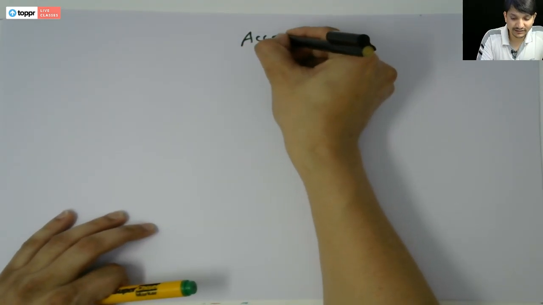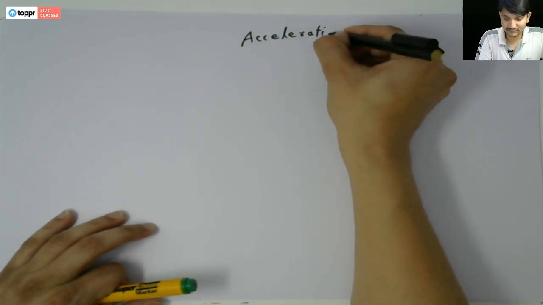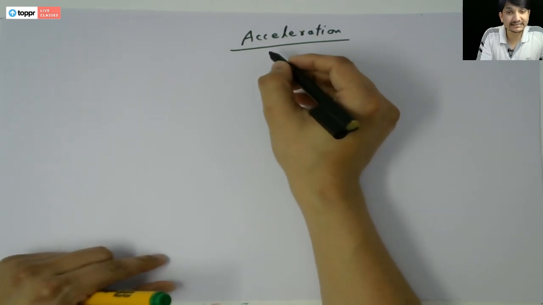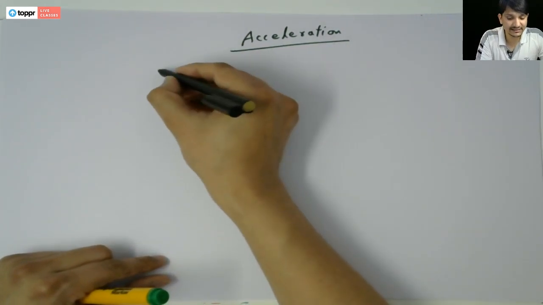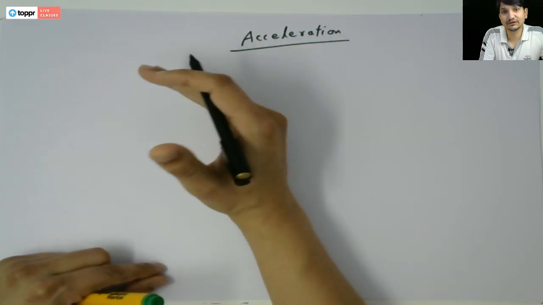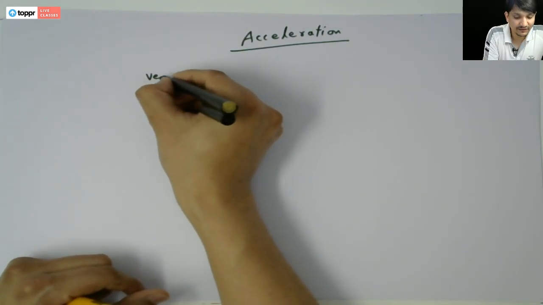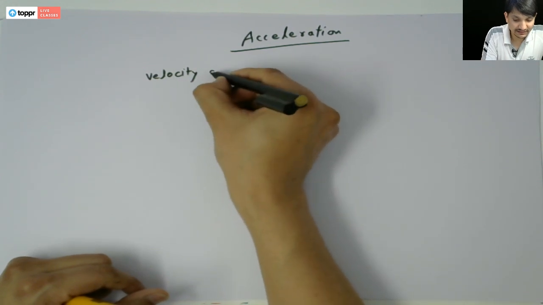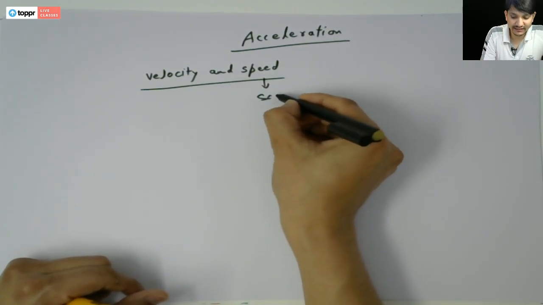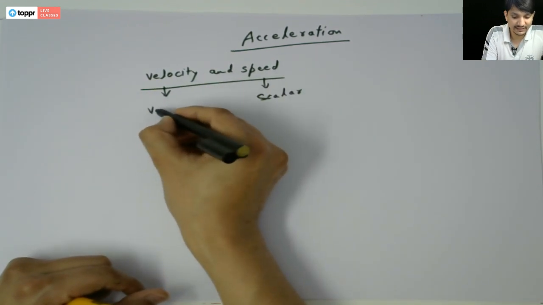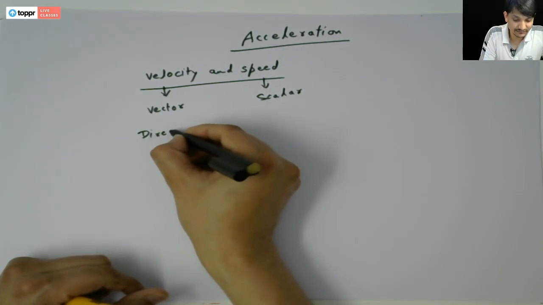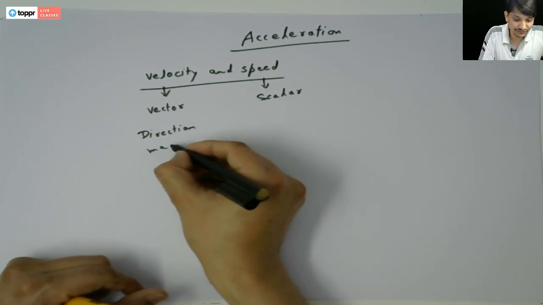Now we get to another concept incorporated into kinematics, which is acceleration. What is acceleration? Acceleration is the rate of change of velocity. Before we go to velocity, let us try and understand the difference between velocity and speed. The basic difference is that speed is a scalar quantity and velocity is a vector quantity. A vector quantity is any quantity which has direction as well as magnitude.